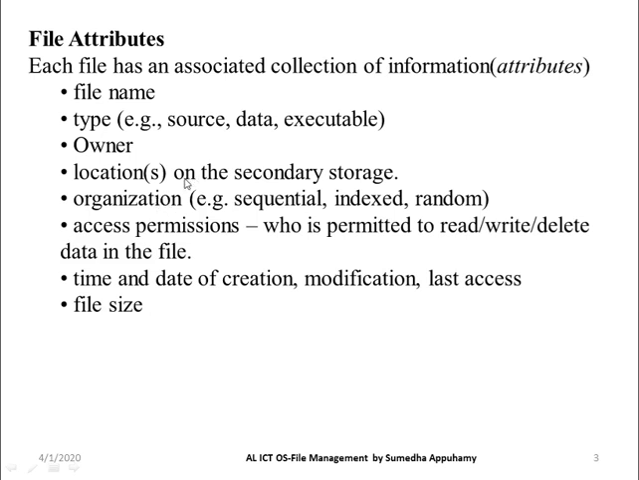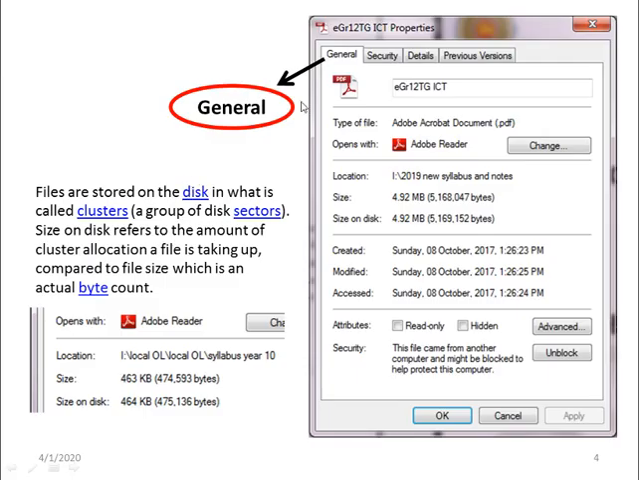When you right click on a file, I'll show you. Here I have taken a file, the ICT syllabus teacher's guide. I have right clicked on the file and opened its properties. This is a PDF file, .pdf, which means with the help of Adobe Reader software we can read this file. So this is the file name.